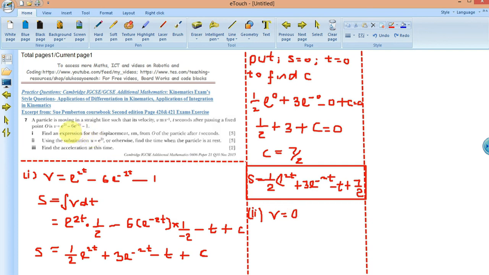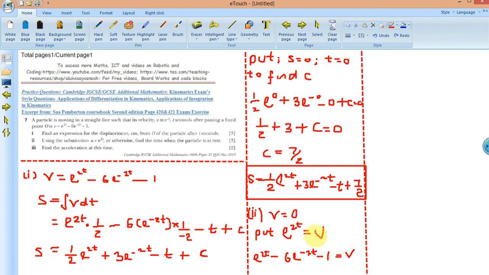Okay, so now velocity equals 0, and this is the expression for the velocity. So let's put exponential 2t to be equal to u. Well, they asked us to do that or otherwise, but I will go with that. So what do you have now? Exponential 2t minus 6 exponential minus 2t, minus 1 equals 0, because that is the velocity.